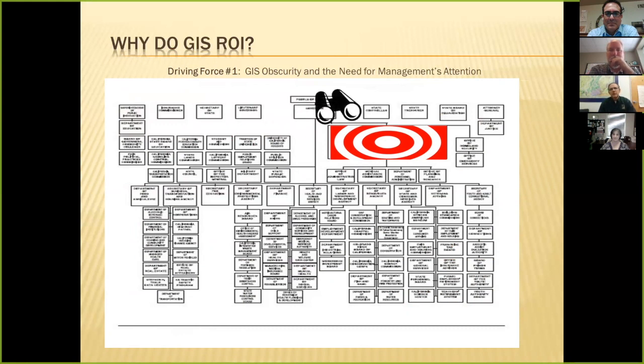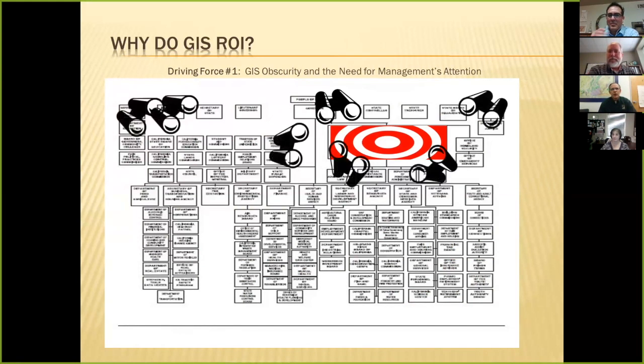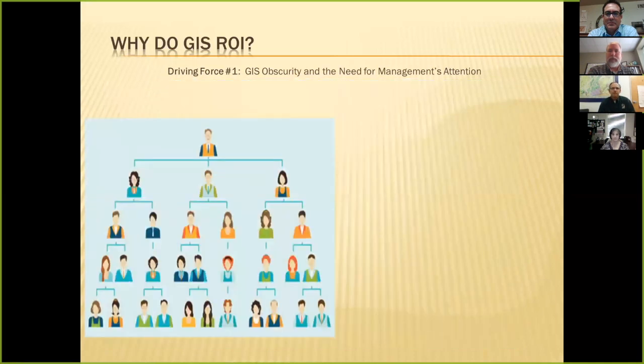So GIS must really promote itself in ways that the business leaders understand and care about, overcoming any obscurities to engage with management and capture their attention. So really, if the business value of your GIS program is not recognized by numerous organizational leaders, you are suffering from some degree of obscurity. So let's take a closer look at how GIS obscurity may manifest itself within a typical organization.